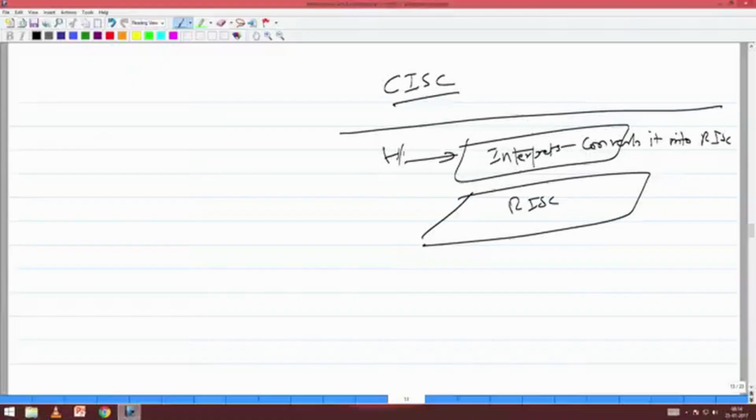Building CISC processors is becoming difficult, and this is how the complexity is taken care of. There is one intermediate hardware layer which will interpret the CISC and convert it to RISC. This particular concept is called code morphing.